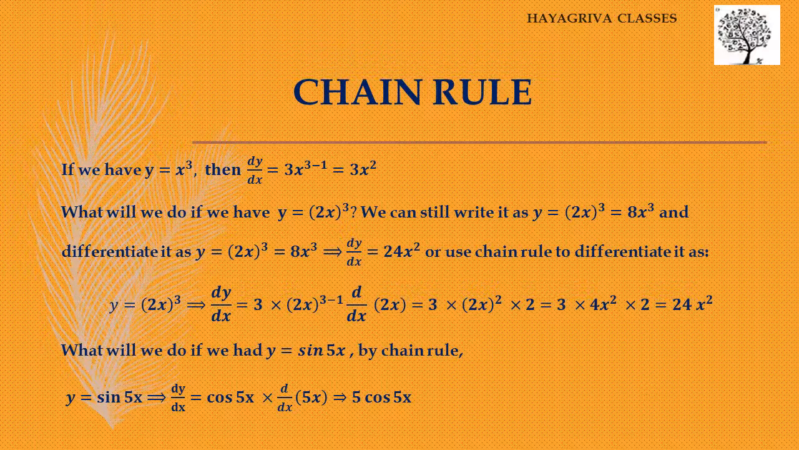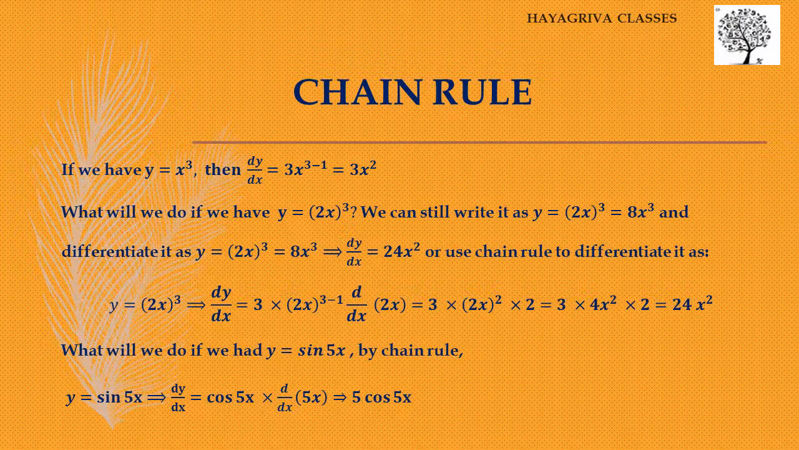Okay, 2x the whole square is 4x square. So 3 into 4 into 2. So we have 24x square. The answer is the same. Okay. And for this problem, actually, it doesn't make a difference whether we use the chain rule or not. But in certain situations, we cannot avoid the chain rule.